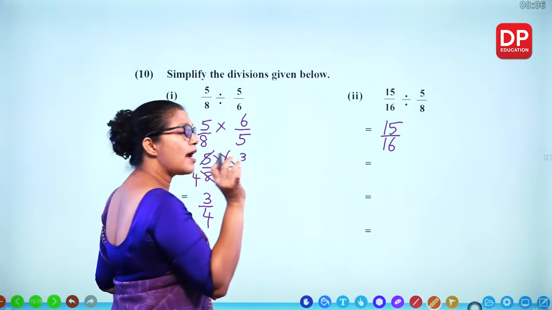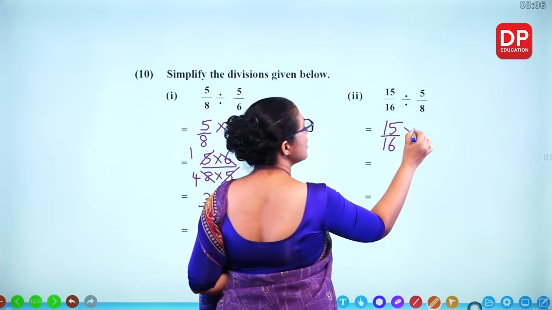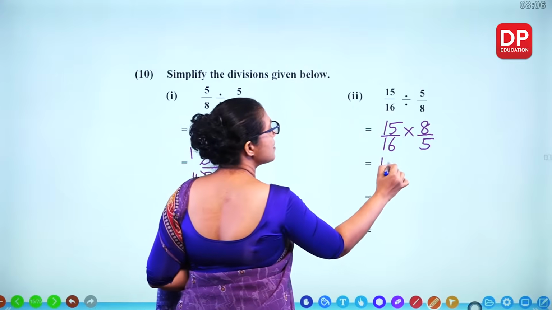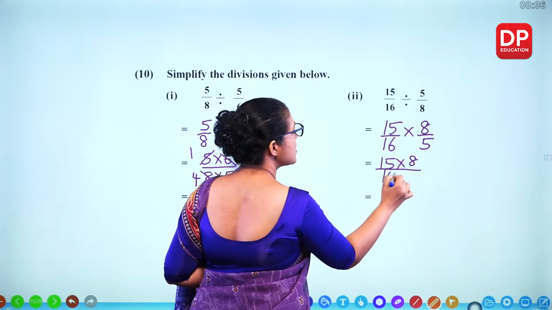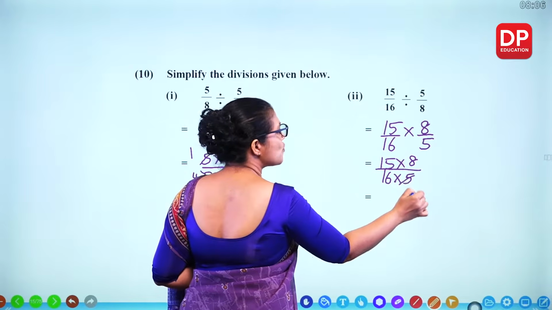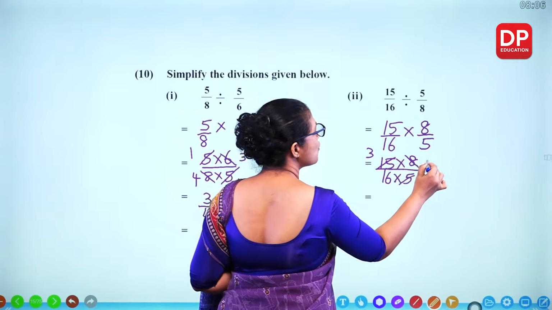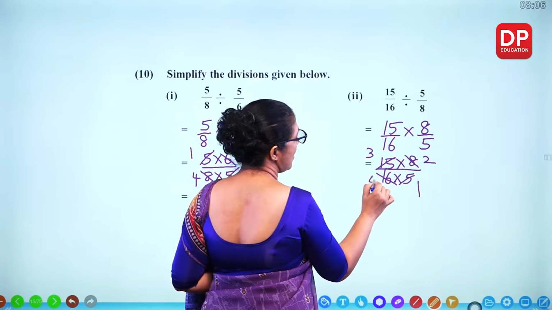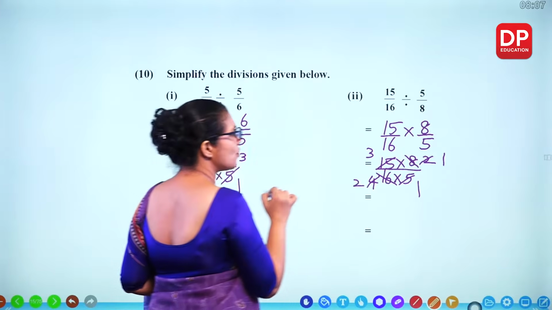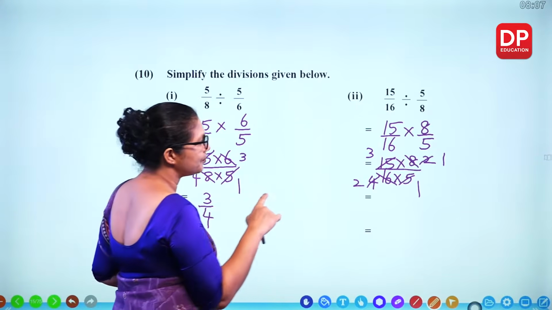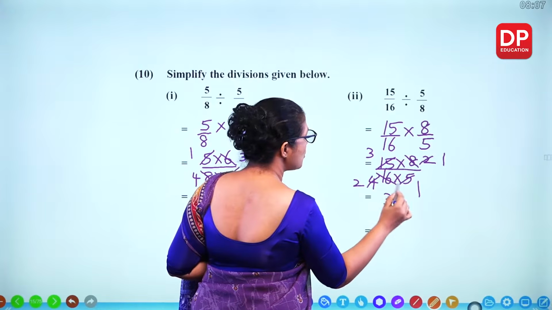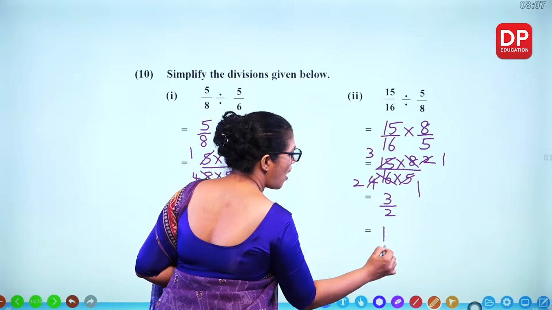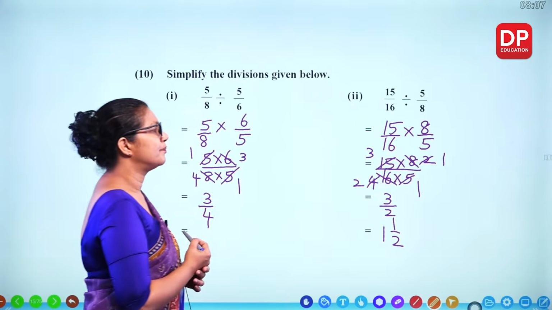This one, 15 over 16. The first fraction you have to write as it is. Only the second fraction you convert to its reciprocal, 8 over 5. Multiply the numerators and denominators separately. 5 times 1, 5 times 3. 4 times 2, 4 times 4 or 8 times 1. So I'll do it again, 2 times 1 and 2 times 2. 8 times 1 and 8 times 2. 3 times 1, 3. 2 times 1, 2. 3 over 2 is an improper fraction. Convert to a mixed number, 1 and a half.